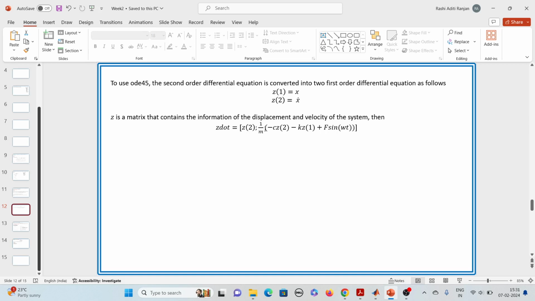So one thing to be understood is that I'm writing minus c into z2. I'm not writing minus c into x dot. Why? Because I've already defined that z of 1 is x and z of 2 is x dot. So now I don't have to write it in terms of x dot. I'll write it in terms of z. So minus c into z2, which is the velocity, and minus k into z1, where z1 is nothing but the position, plus F sine of omega t.